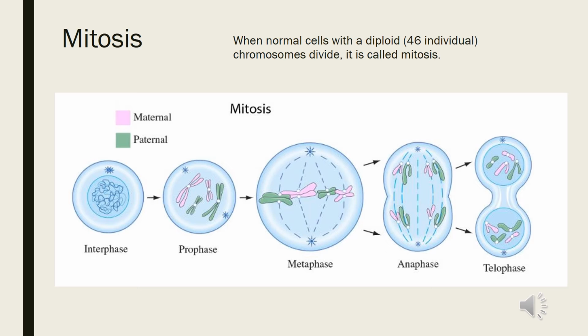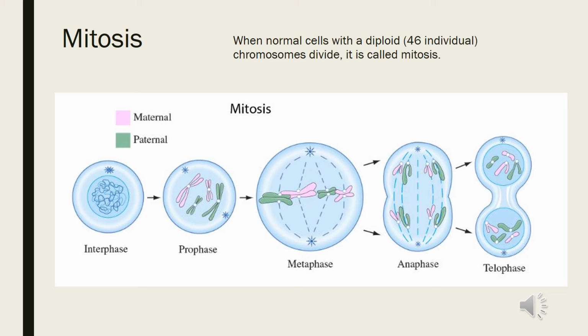The third phase is metaphase. The chromosomes align in the center of the cell. Microtubules help pull apart the chromosomes. Fourth is anaphase, and that is where the chromatids separate and then they are individual chromatids, which are called chromosomes.